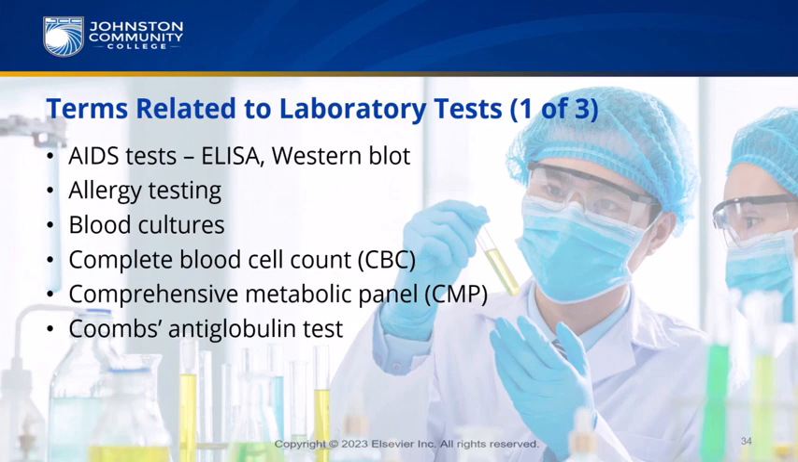A basic metabolic panel is a group of blood tests to measure calcium, glucose, electrolytes such as sodium, potassium, chloride, creatinine, and blood urea nitrogen.